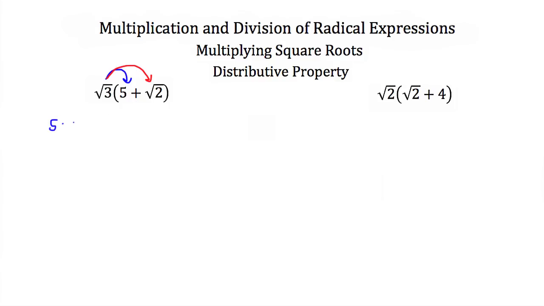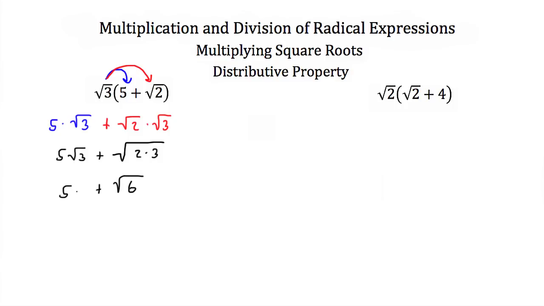So I have 5 times the square root of 3, and then I'm going to add that to the square root of 2 times the square root of 3. Now, 5 times the square root of 3 I can't do much with. That's just 5 square roots of 3. The square root of 2 times the square root of 3, well, I can write that as the square root of 2 times 3, or the square root of 6. So my solution then is 5 root 3 plus the square root of 6. This is the simplified form.